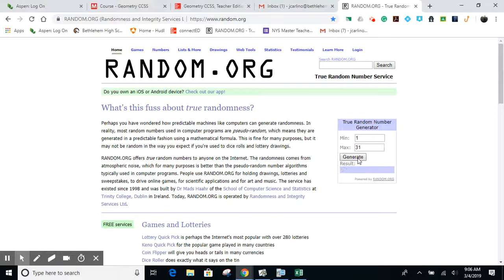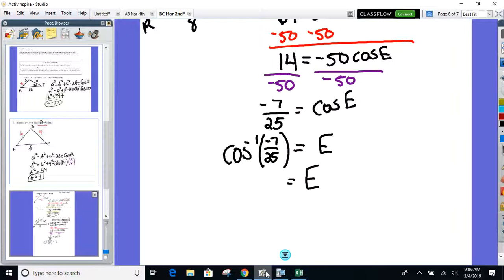So whenever you're ready there, on fire today. 106 degrees for angle E. Yes. At that point, no, because it's not your final answer. But if it was your final answer, I would like you to. But since you're just going to plug it into your calculator on the next step, I don't need it simplified.